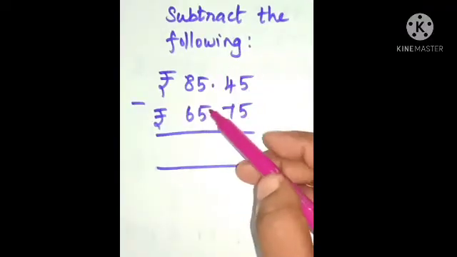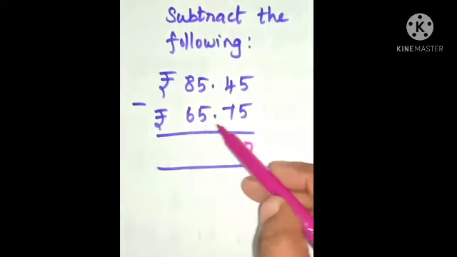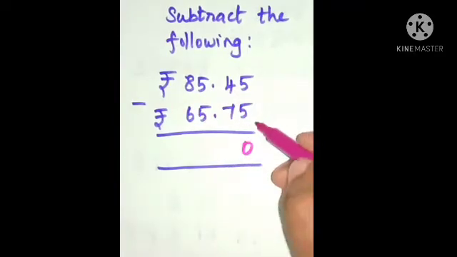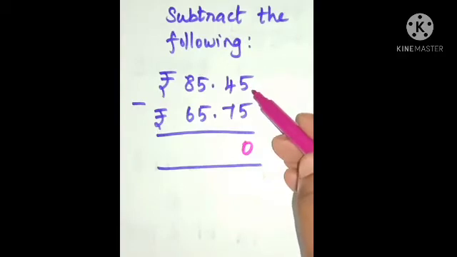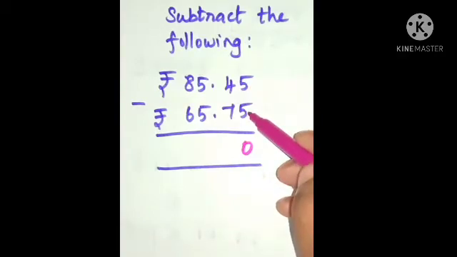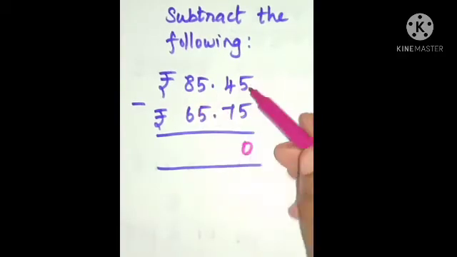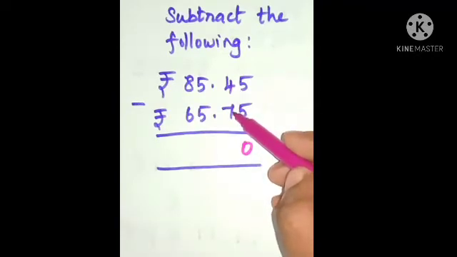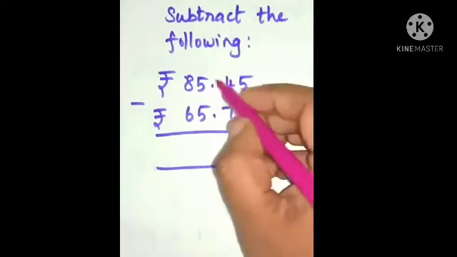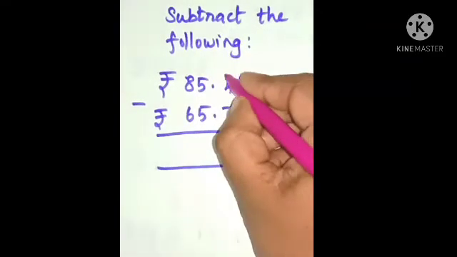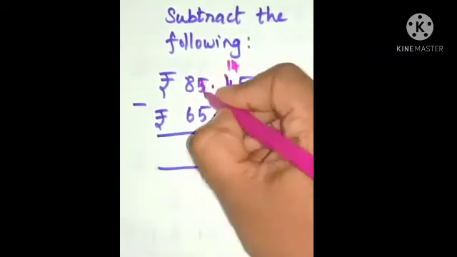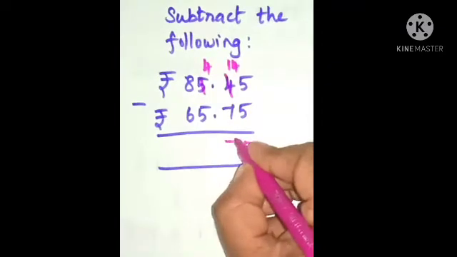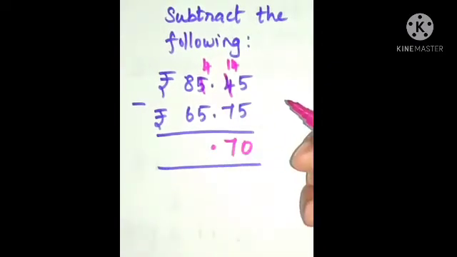Let us see subtraction on money. Subtract the following. Here we are going to subtract 65 rupees 75 pice from 85 rupees 45 pice. Here first do the subtraction in the pice column and then come to the rupees column. Here 5 minus 5 is 0. 4 minus 7. We can't subtract 7 from 4. Therefore, borrow 1 from 5. Here it becomes 14. Here 5 becomes 4. Now 14 minus 7 is 7 and put the point.